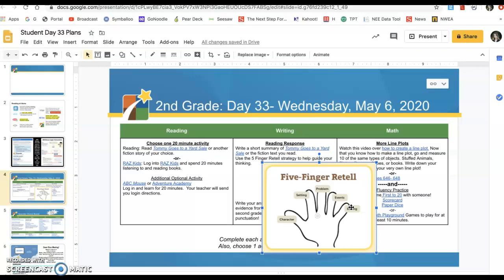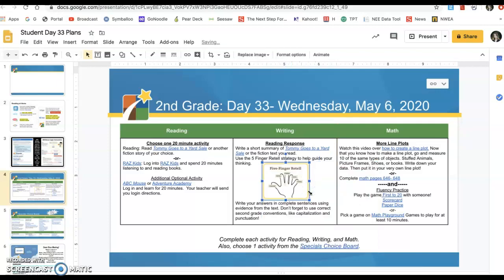Nicely done. So now what you're going to do is do that again. Hopefully it's a little bit faster this time. And then when you're finished doing it again, you're going to get out your notebook or a piece of paper and you are going to write it down. Write down your 5-finger retell. Remember to write in complete sentences and don't forget to use capitalization and punctuation. And then I'm going to let you hit pause, go to slide 4 and get started on that, and I'll meet you back here for math.